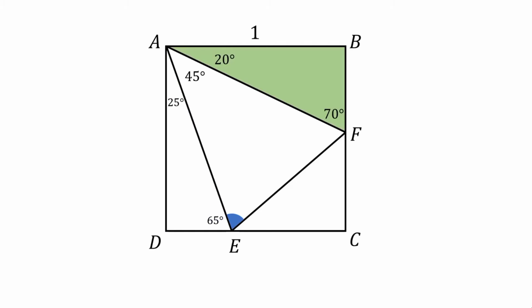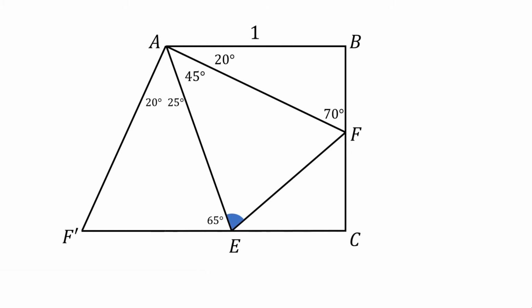Now let's go back to triangle ABF. The trick to this problem will be to think outside the box. We will rotate this triangle 90 degrees clockwise about vertex A. We've created a congruent triangle, and we'll label this vertex as F prime because it is the image of the vertex F. From here, we have F prime AD is equal to 20 degrees by construction. We then will solve that angle F prime AE will be equal to 20 degrees plus 25 degrees, which is equal to a total of 45 degrees.